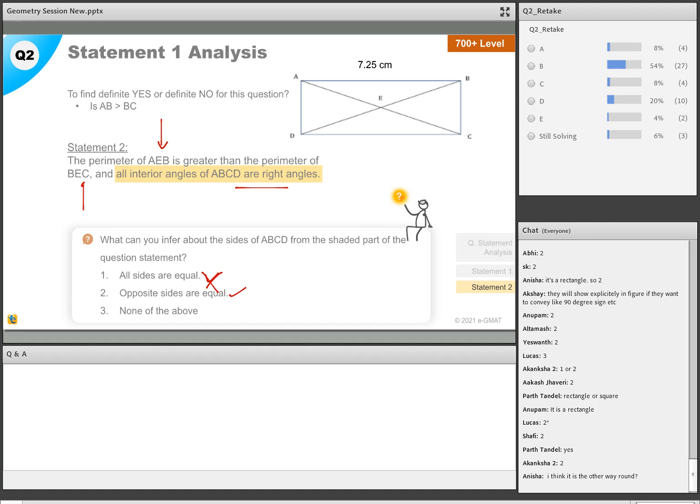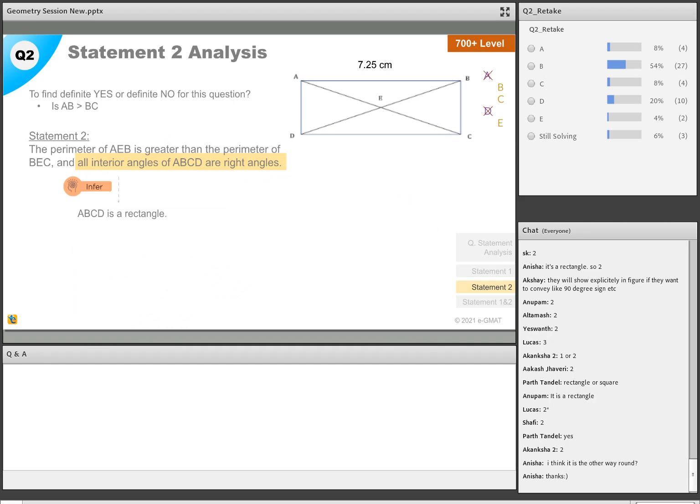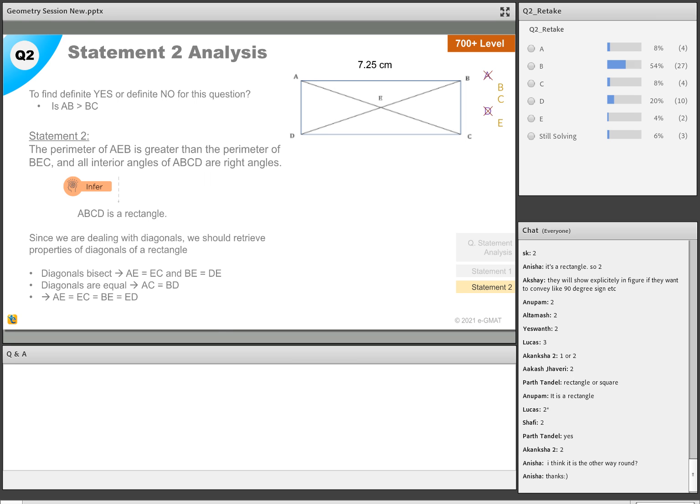Okay, so I now have a rectangle in front of me. I have a side length as well. I now need to find out whether one side is greater than or lesser than the other side or not, right? So what do I have? I know that ABCD is a rectangle, and I also know the perimeter of AEB is greater than the perimeter of BEC. Now, if the perimeter of AEB is greater than the perimeter of BEC, I know the perimeter of any triangle is just the sum of the three side lengths of that triangle.